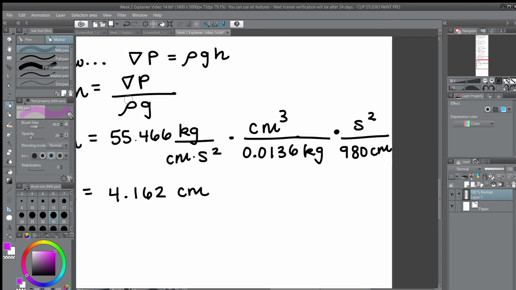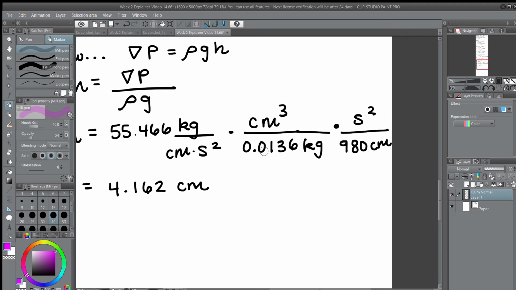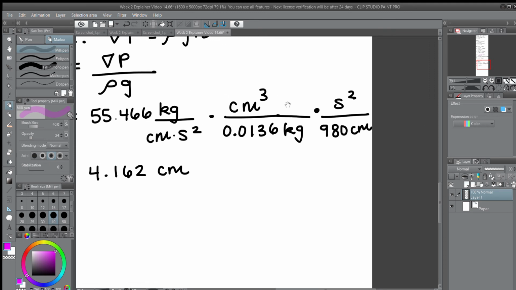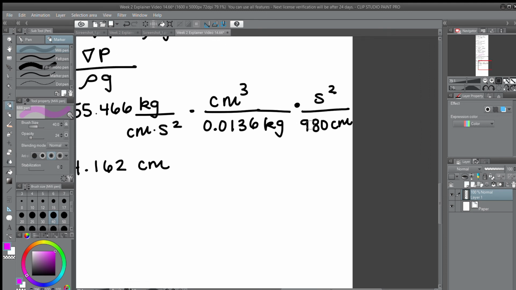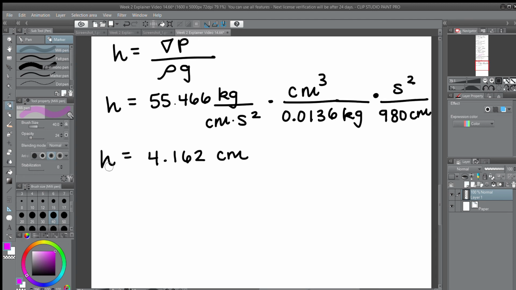And I also plugged in our fluid density, which is now not air, but instead mercury's fluid density, which is 0.0136 kilograms per centimeter cubed. It's upside down because we are dividing it. And I also converted gravity into centimeters because we are solving the height of mercury in terms of centimeters. And I found it to be 4.162 centimeters.